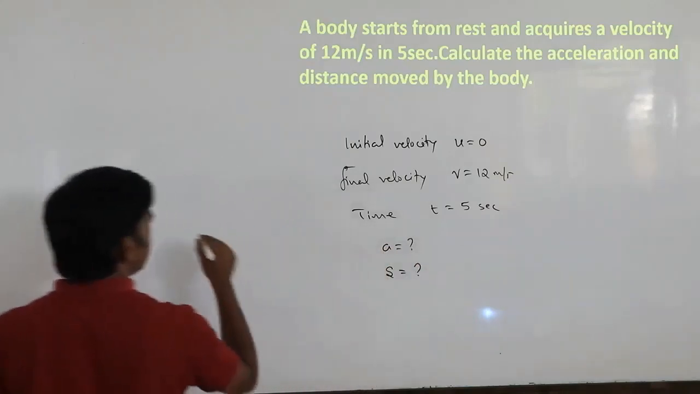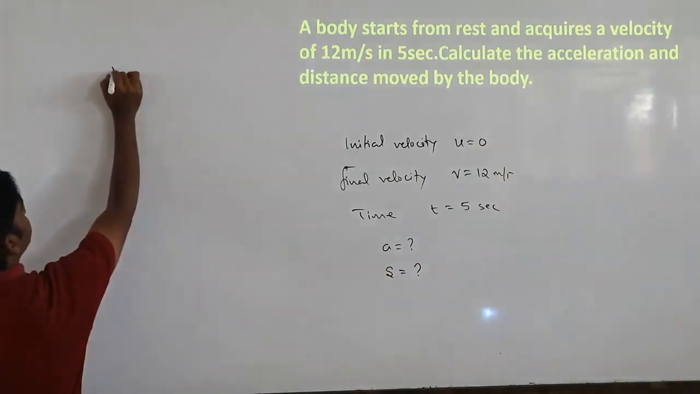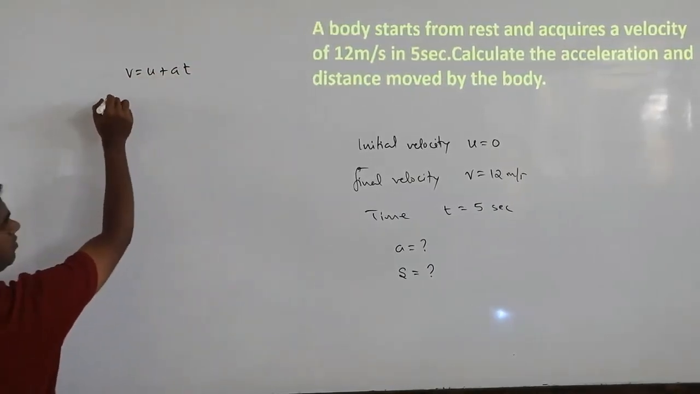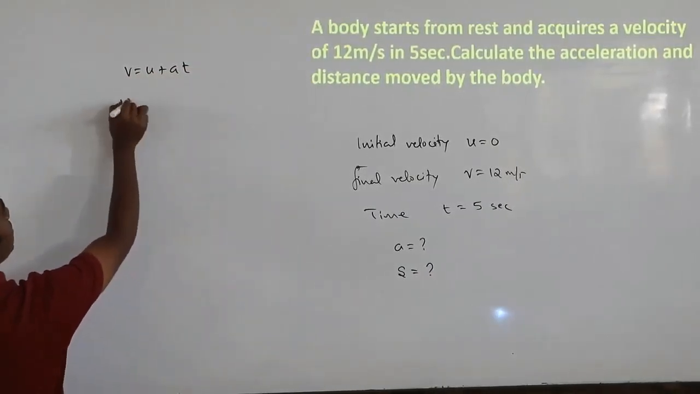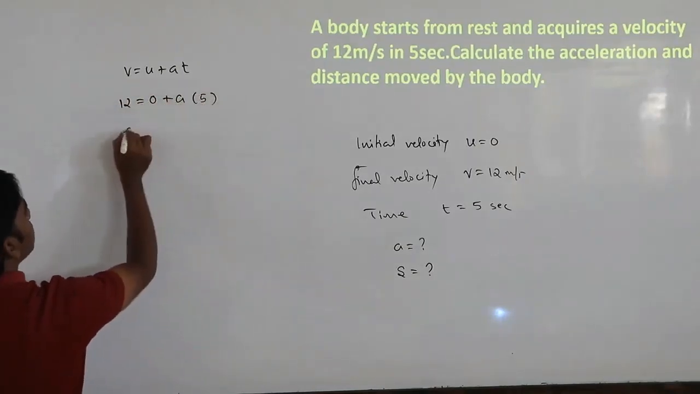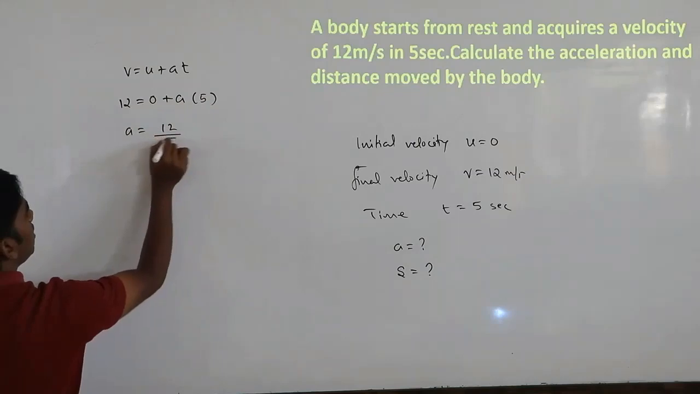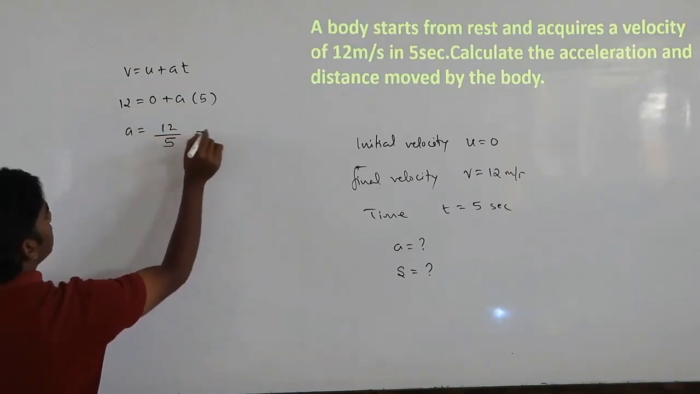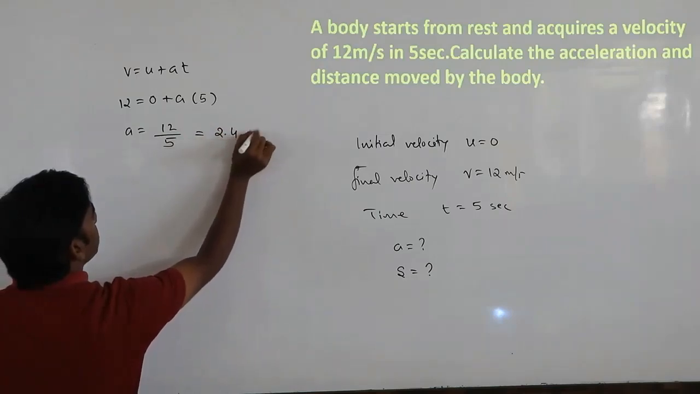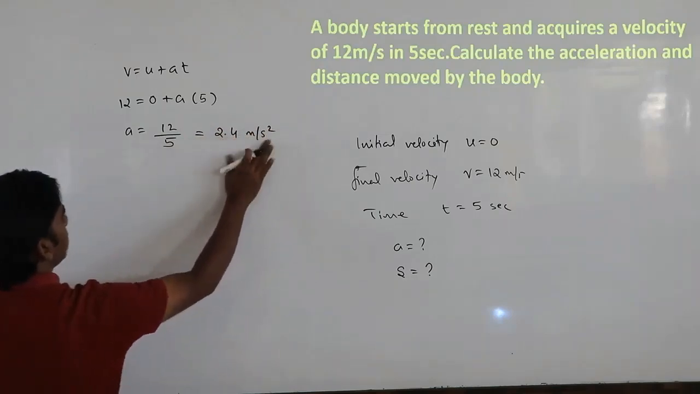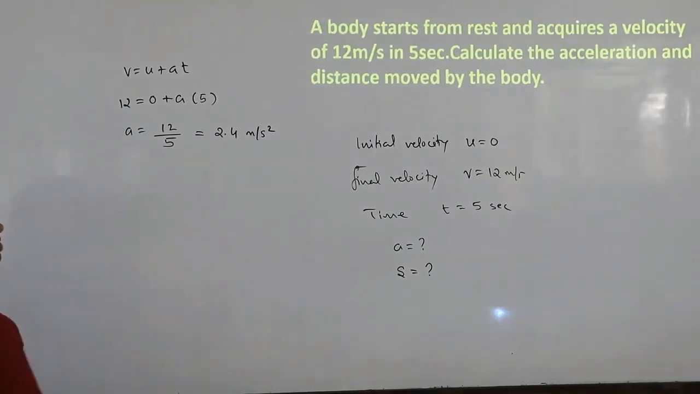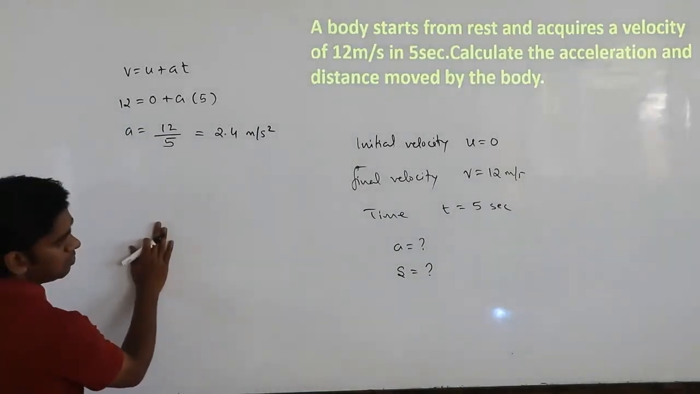Okay, simple. First you can apply v equals u plus at. So 12 equals u is 0, plus a into time 5. So acceleration is 12 divided by 5, which is 2.4 meter per second square. Very important unit, meter per second square. Okay, so next, what are they asking?